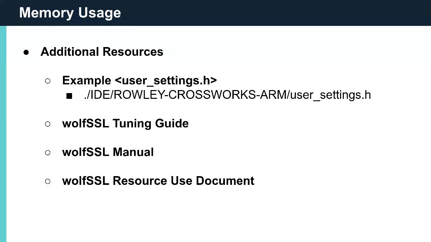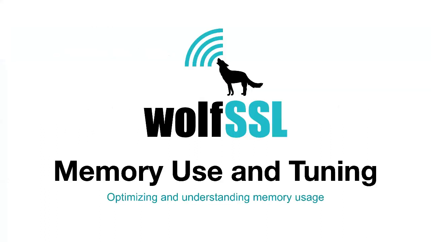Some other resources we have available: we have a tuning guide with a couple more notes. You can reference our wolfSSL manual, and we also have the wolfSSL resource use document that outlines some memory use across math libraries. So that gives you a summary of our memory use and some tips on tuning. Hopefully those will be helpful if you're trying to optimize down footprint size or control your runtime memory.